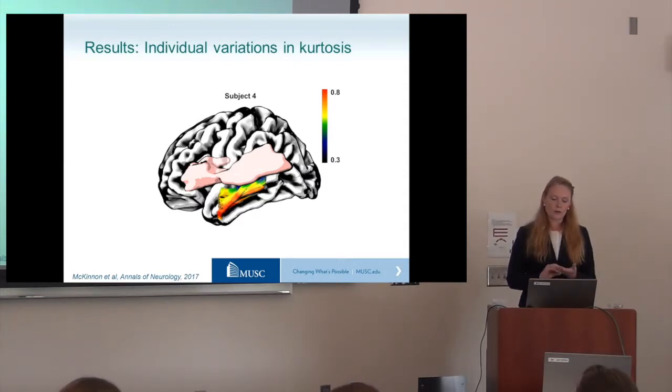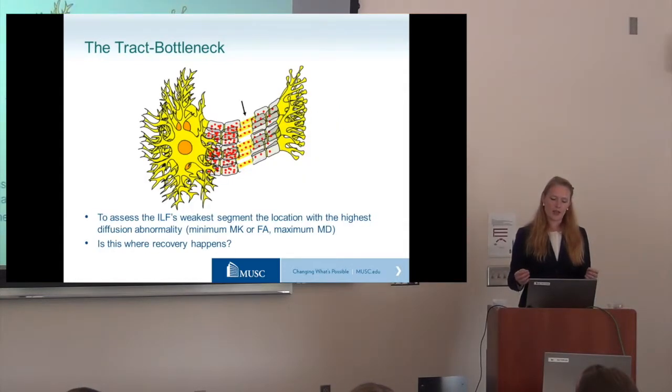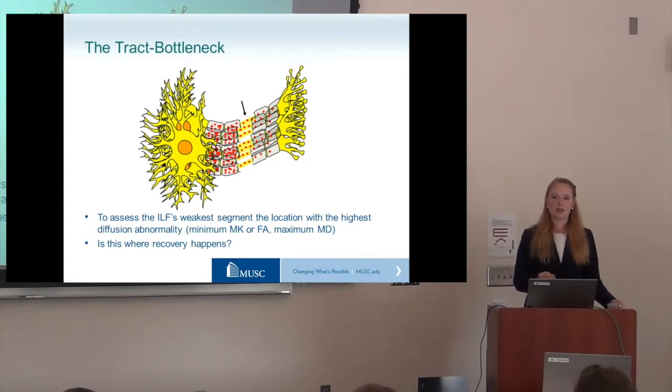And so when we were trying to figure out how this changes with treatment and whether this is supporting semantic recovery, one of the questions we asked ourselves was, which part of the tract should we look at? Which part of the tract do you think is going to change first? A network only works as well as its weakest segment. So we quantified something that we coined the tract bottleneck, thinking that the spot on the tract with the weakest microstructural integrity might be the location that needs to heal or change first.